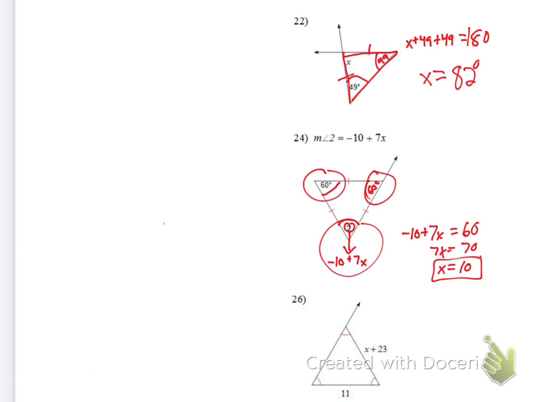All right, 26, again. Equilateral, that means 60, 60, 60, right? So that means this side is going to be equal to this side is going to be equal to this side. So all I'd have to do is take this and set it equal to that. So x plus 23 is equal to 11.